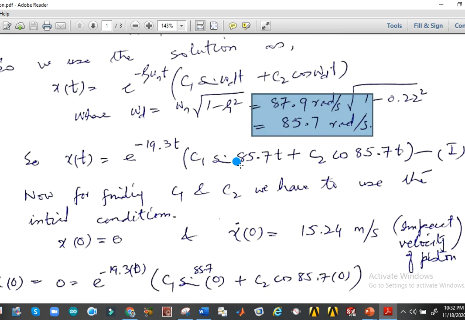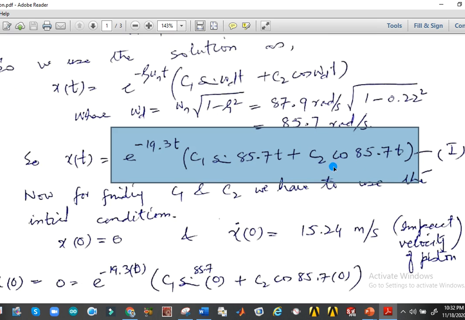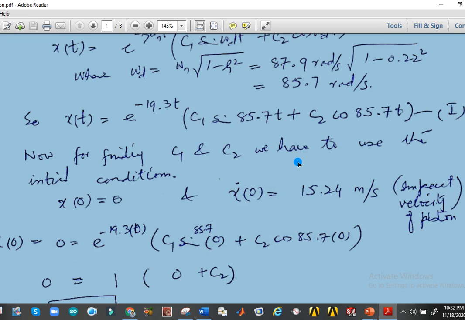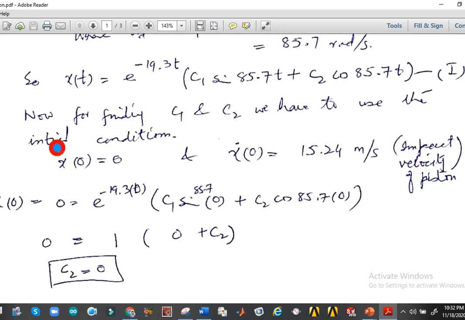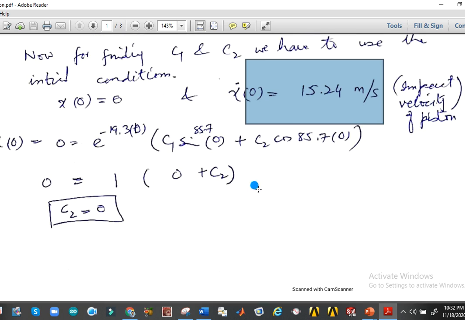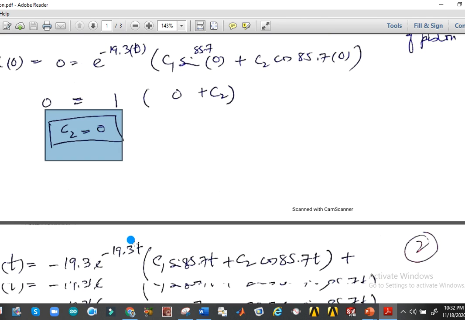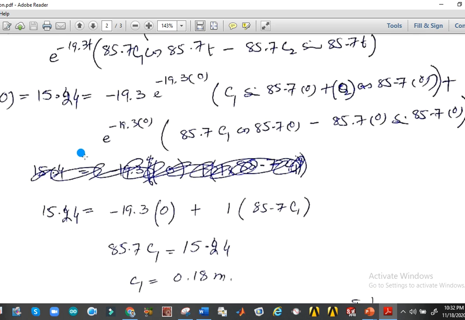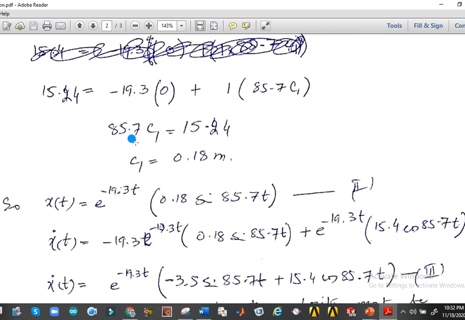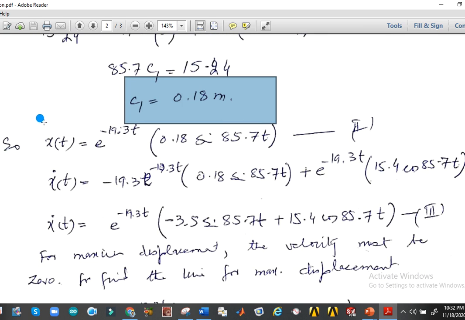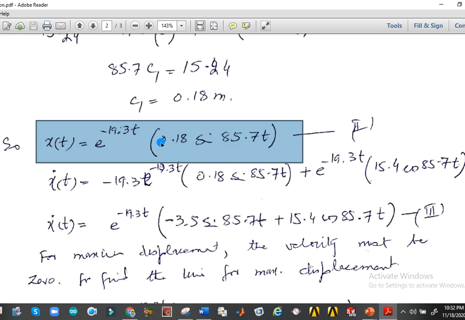Okay, now putting the value of all the known constants, we are only left with the C1 and C2 constants and time. We can find the C1 and C2 arbitrary constants from the initial conditions, that initial displacement is 0 and initial impact velocity is 15.24 meter per second, and finally we have these two constants. C2 is equal to 0, and taking the derivative and putting the second initial condition, we have C1 equal to 0.18 meter, and putting the values back into the amplitude expression, we have this amplitude response. That is equal to exponential of minus 19.3 t, into 0.18, into sine 85.7 t.